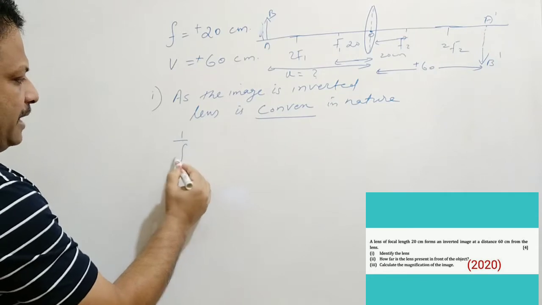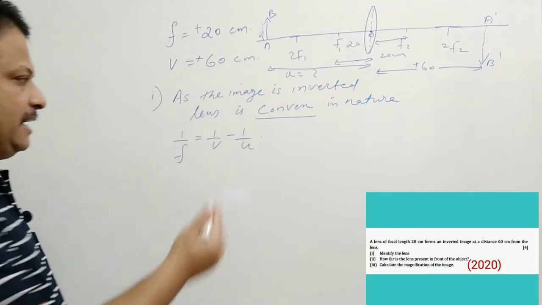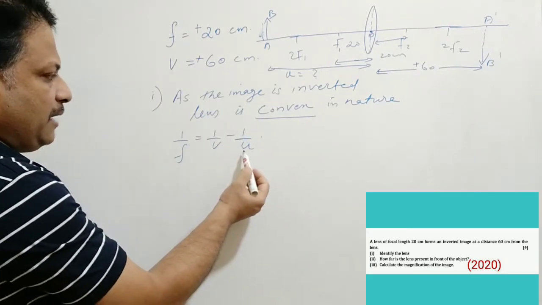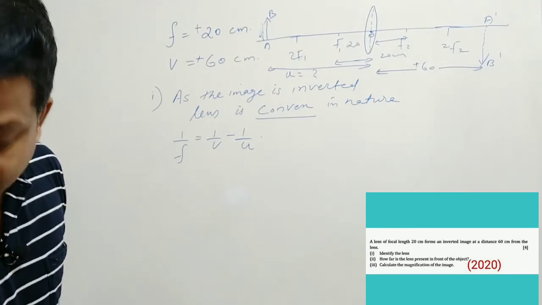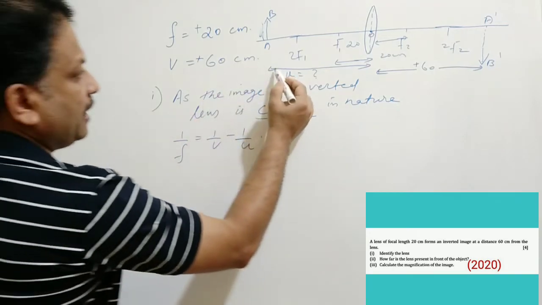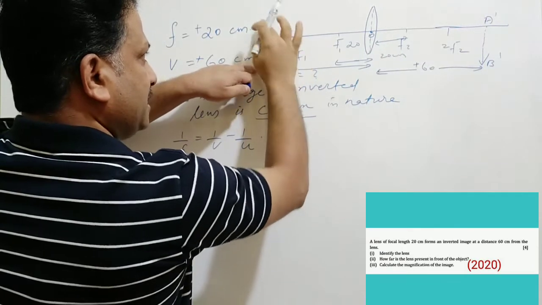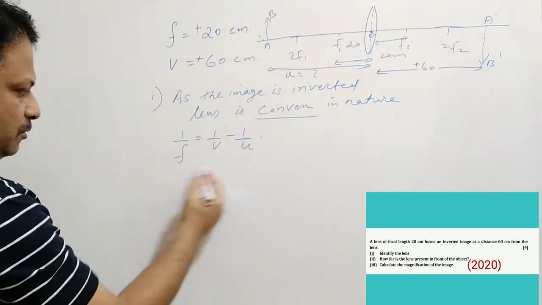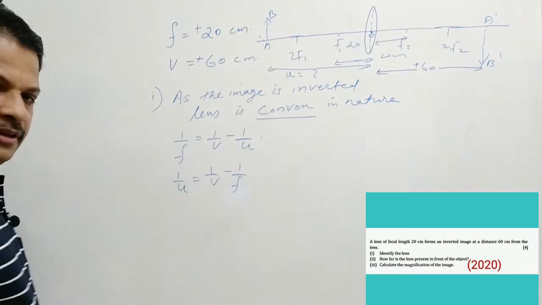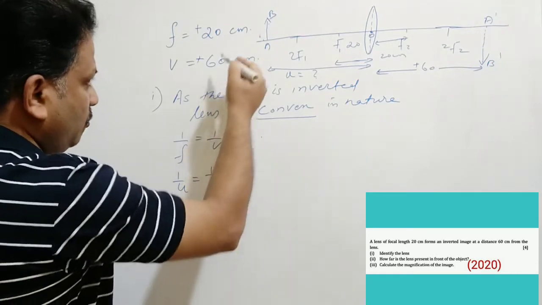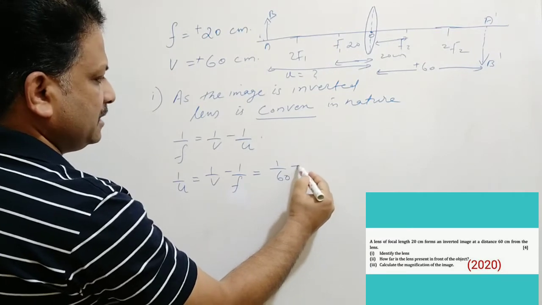We know the lens formula, 1 by f is equal to 1 by v minus 1 by u. What do we want here? In the second part, you have to calculate how far the lens is present in front of the object. So we have to calculate the object distance, the distance between the lens and the object here. Okay. So 1 by u is equal to 1 by v minus 1 by f. So all the values are there. Place the given values in the formula. 1 by v, 1 by 60, minus 1 by f.